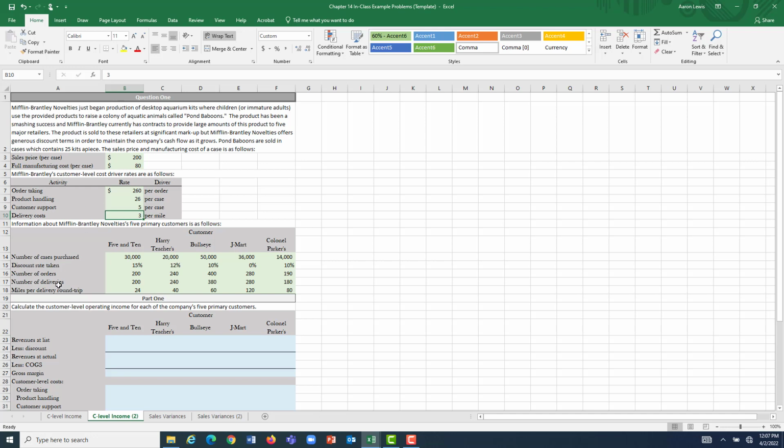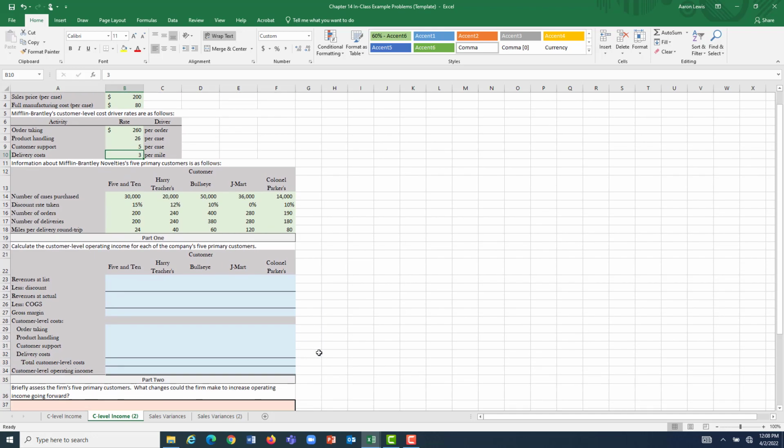And then for delivery, what matters is, firstly, how often we have to go to that facility, and secondly, how far away it is from where we produce these goods. So we have the number of deliveries we made to each customer, and we have the miles per round trip that it takes to do a delivery to each customer.